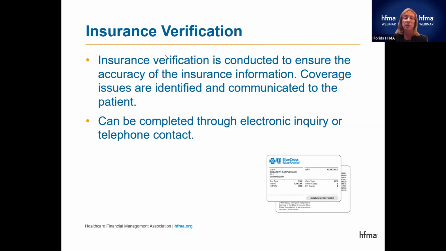The other issue with the 270, 271, it cannot be done other than Medicare, same and similar in limitations. It cannot be done at a CPT code level. So if you want to know if a certain CPT code will be covered or if a certain CPT code requires pre-authorization, you cannot get that through the ANSI 270, 271 transaction set.